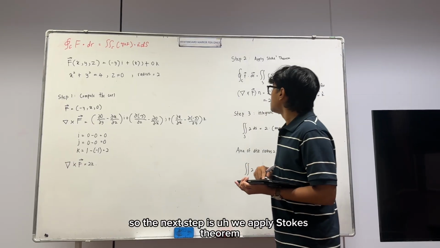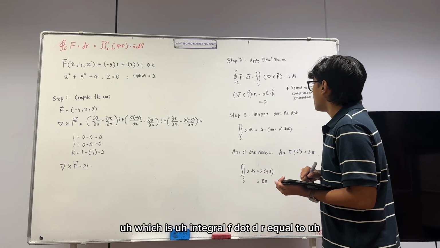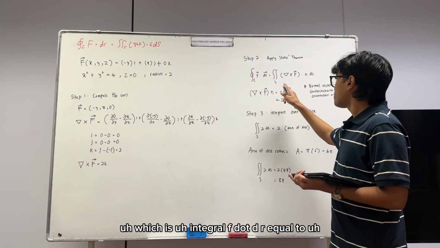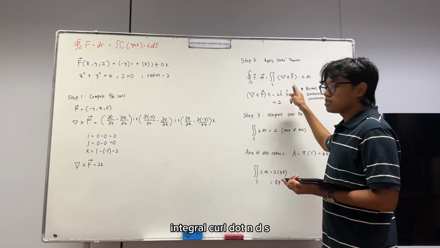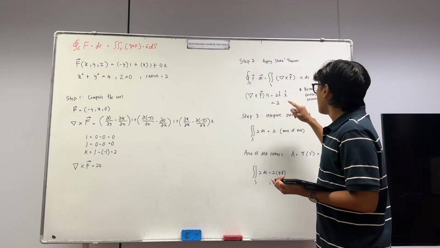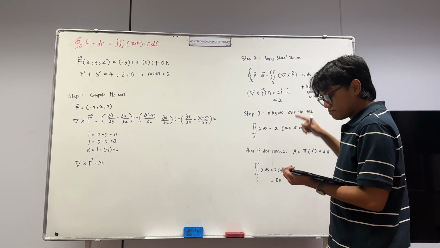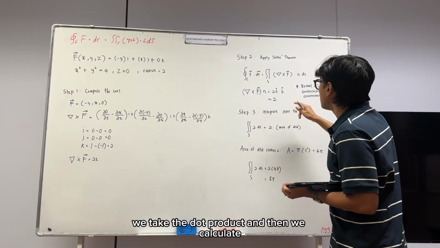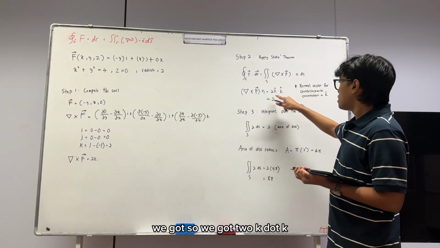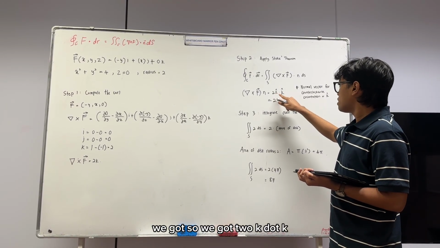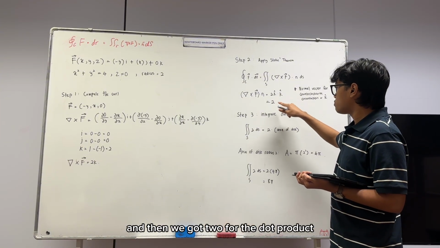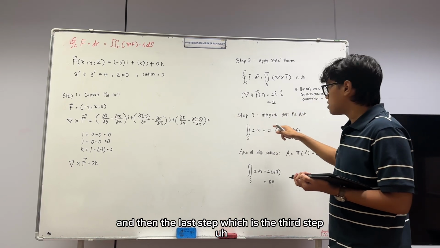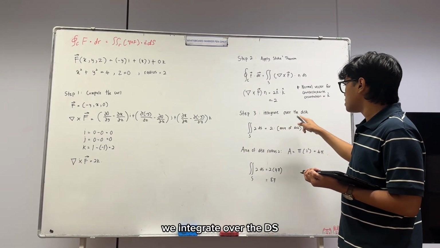So the next step is we apply Stokes' theorem, which is the integral of F dot dr equal to the integral of curl F dot n dS, and then we take the dot product, and then we calculate. We got 2k dot k, and then we got 2 for the dot product. And then the last step, which is the third step, we integrate over this.